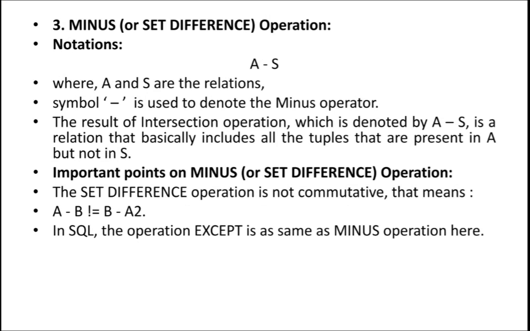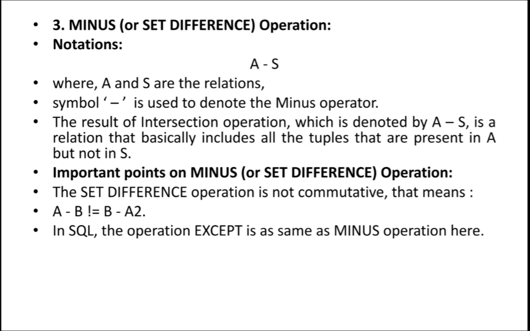Next, the third operation, the minus operation or set difference, is denoted by R minus S. As you know, R and S are relations, and the minus symbol is used to denote the minus operator. And remember this: what is the result of R minus S? It includes all the tuples that are present in R but not in S. So I'll explain with an example.